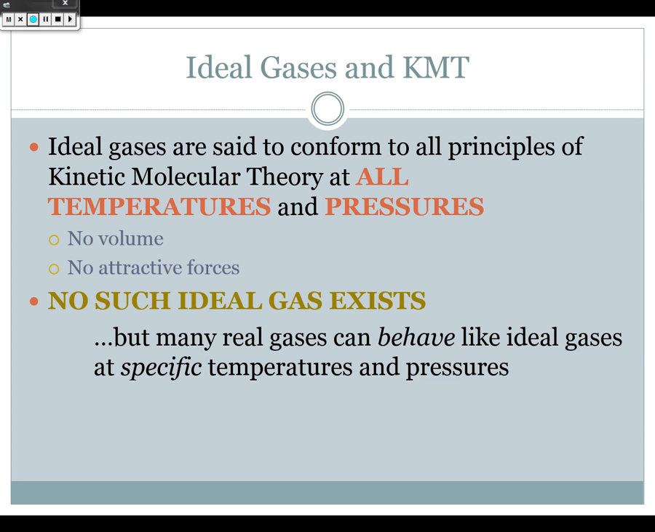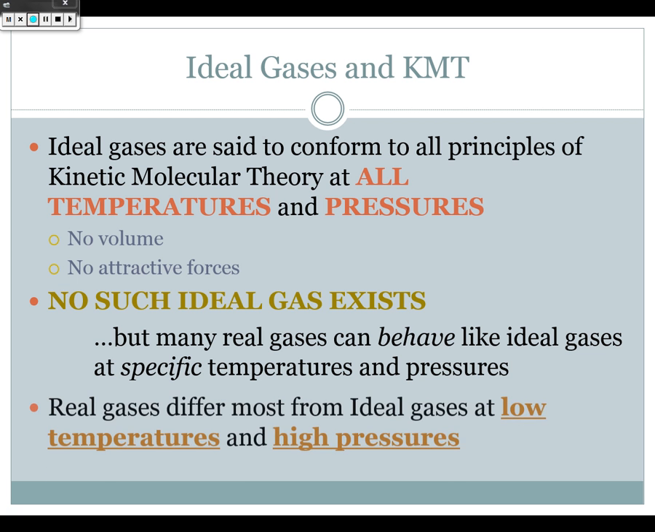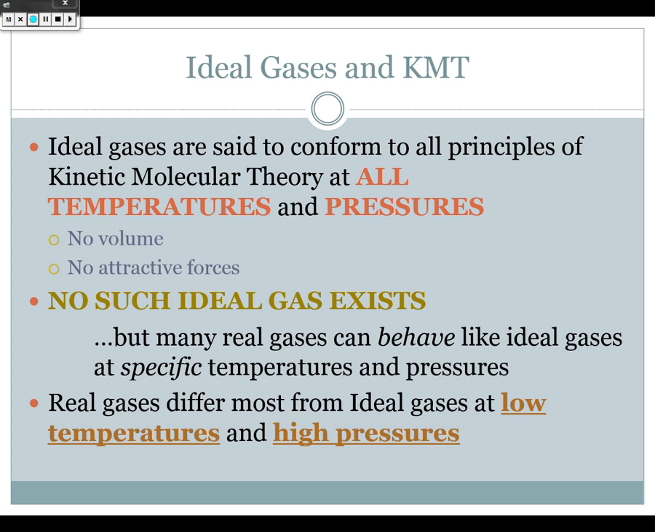Many real gases can behave like ideal gases at specific temperatures and pressures. So ideal gases that conform to all principles of kinetic molecular theory at all temperatures and pressures don't exist, but many real gases behave like ideal gases at specific temperatures and pressures. Real gases differ most from ideal gases at low temperatures and high pressures. So those are the situations when real gases differ the most.